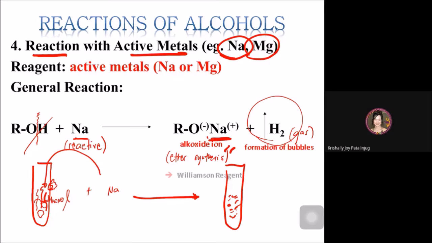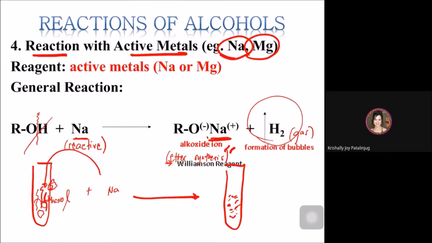Ayan, Williamson. Ang tawag sa iya is Williamson reagent, the alkoxide ion. Okay. Now, talking about the displacement of hydrogen atom by the active metal, dependent din siya sa reactivity ng alcohol. Ang pag-displacement sa hydrogen atom, magdepende sa reactivity of alcohol.